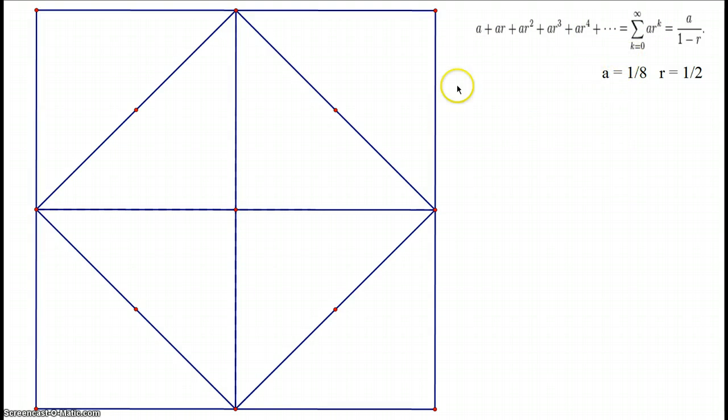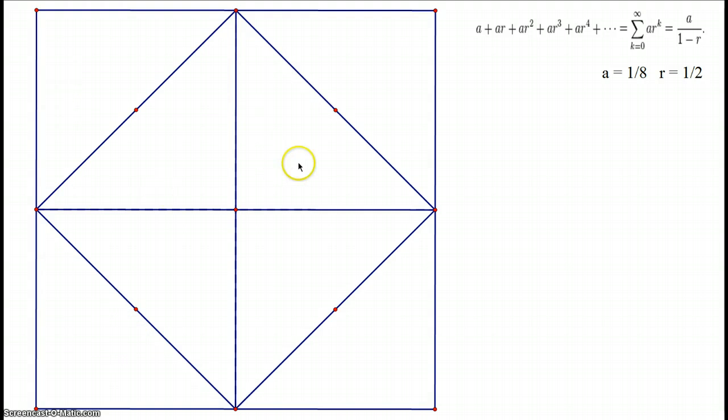Now how do we arrive at what the geometric series is for this? Well, we start off with our first term being a, so we want to find out what the area of our first shape is. So we look at this triangle, and we notice that there are 8 other similar triangles that have the exact same area.